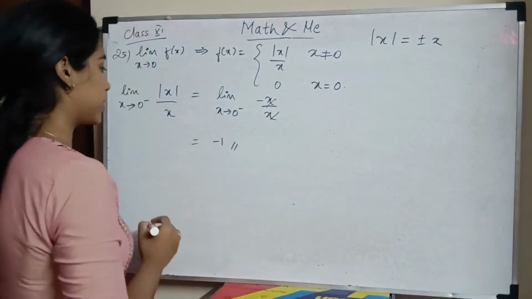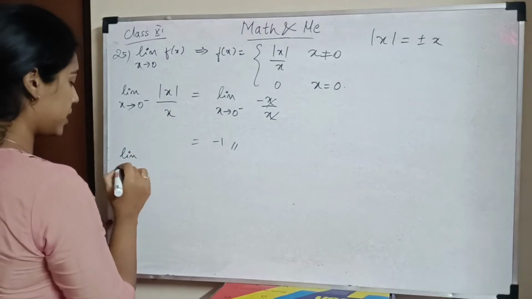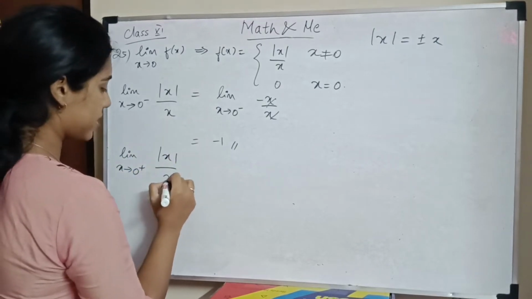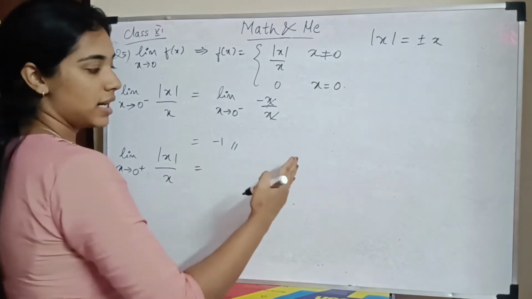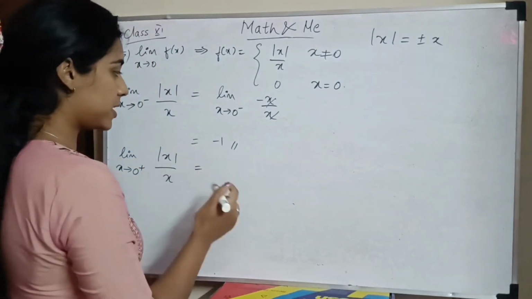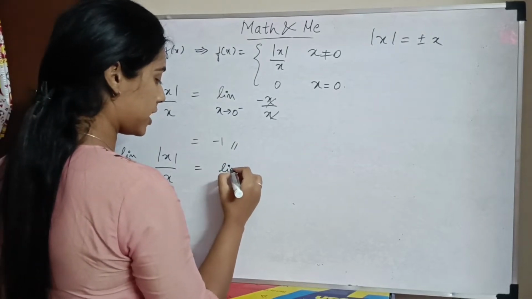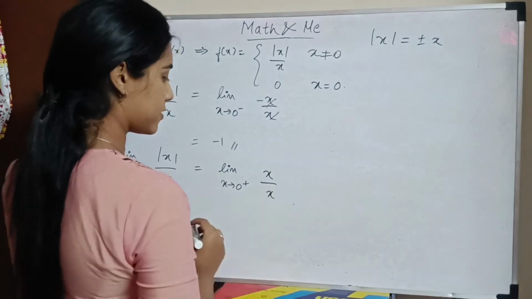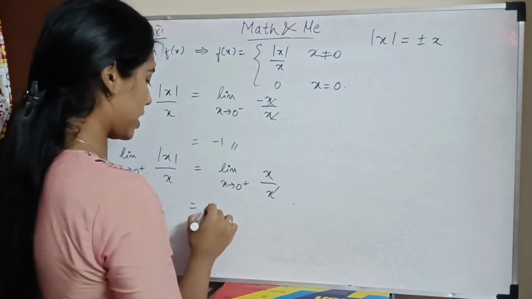You have minus 1. What happens when limit x tends to 0 plus of mod x divided by x? 0 plus na number line ku right side la. So you have all the positive numbers. So mod x will take the value x. So limit x tends to 0 plus x by x. So what do you have? Cancel achna, you have 1.